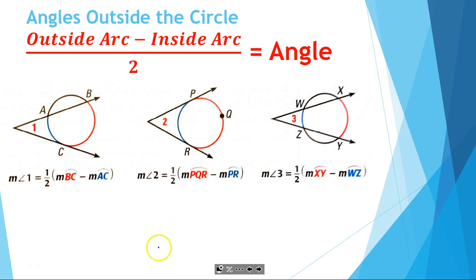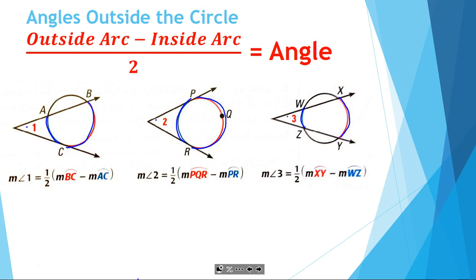Okay, this property. Angles outside the circle. When we are dealing with angles outside the circle, we're going to do outside arc minus inside arc divided by 2 equals this angle. Again, we got 2 tangents over here. Outside arc minus inside arc divided by 2 equals that angle. And here we have 2 secants. Outside arc minus inside arc divided by 2 equals that angle. So the process for all 3 of these problems is the same, outside arc minus inside arc divided by 2.